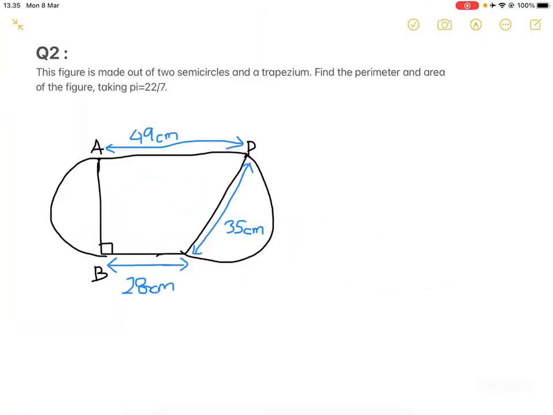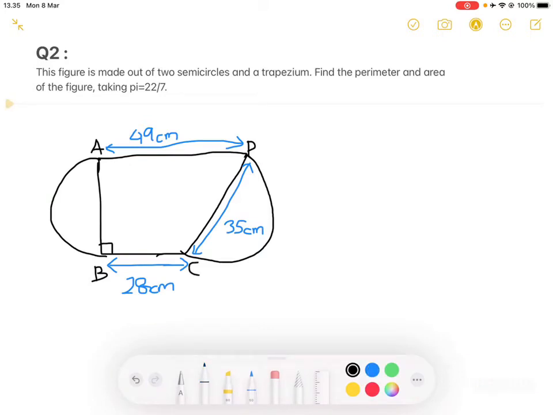Alright, so here's question 2. This figure is made out of 2 semicircles and a trapezium, as shown here. And then we need to find the perimeter and area of this figure, taking the approximation of pi to be 22/7. I should probably start with perimeter first. And first we need to find this length right here.